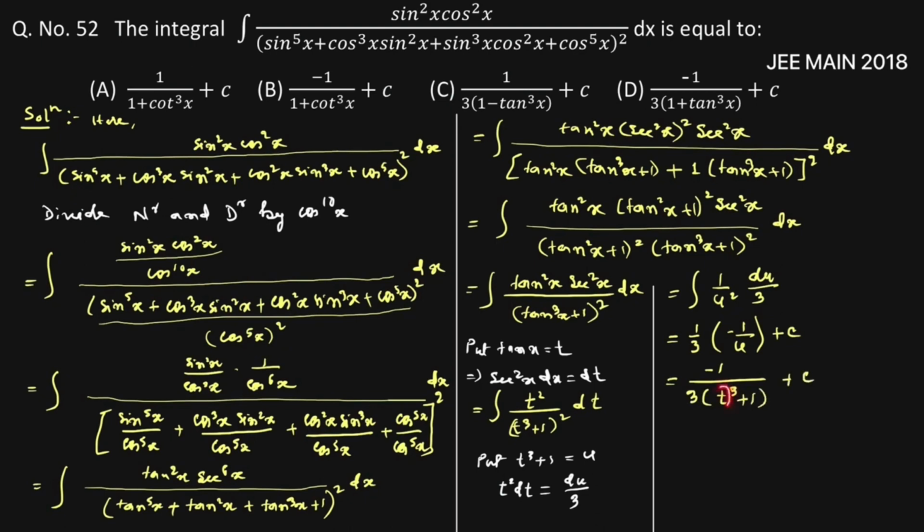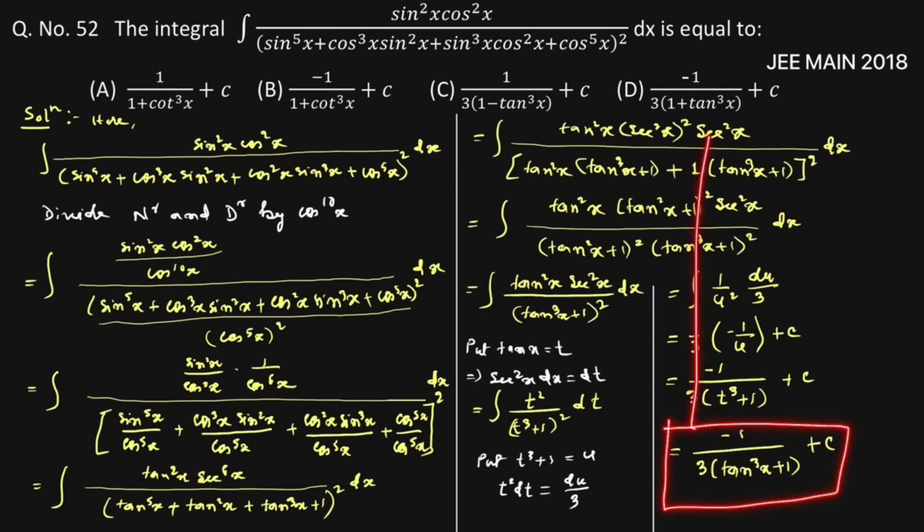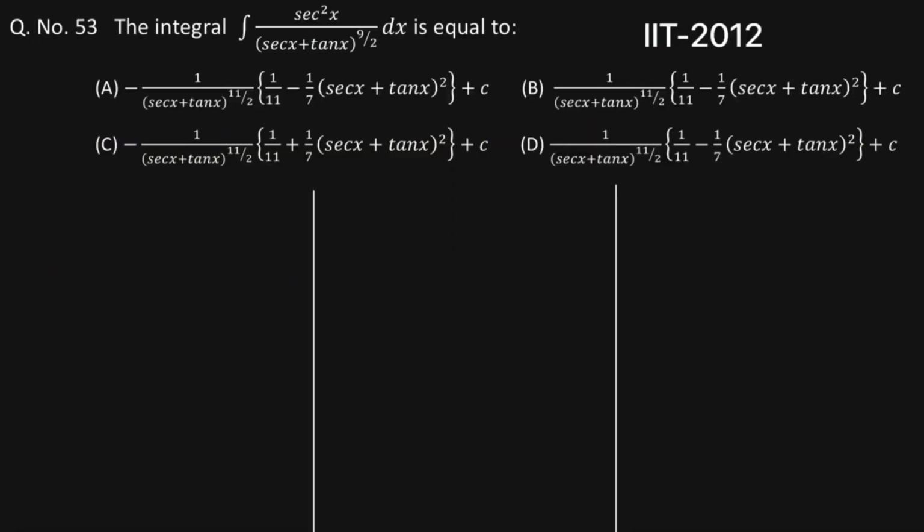Now again in the place of t we are able to write tan x. Then this is equal to minus 1 divided by 3 tan cube x plus 1 plus c. So this is our answer. Option number D is our correct option.